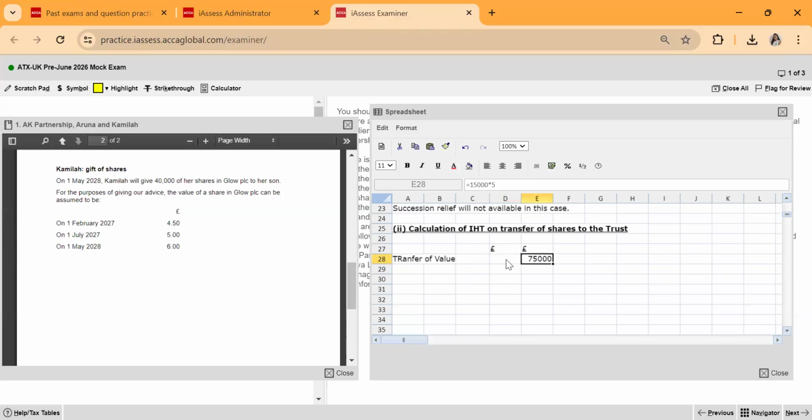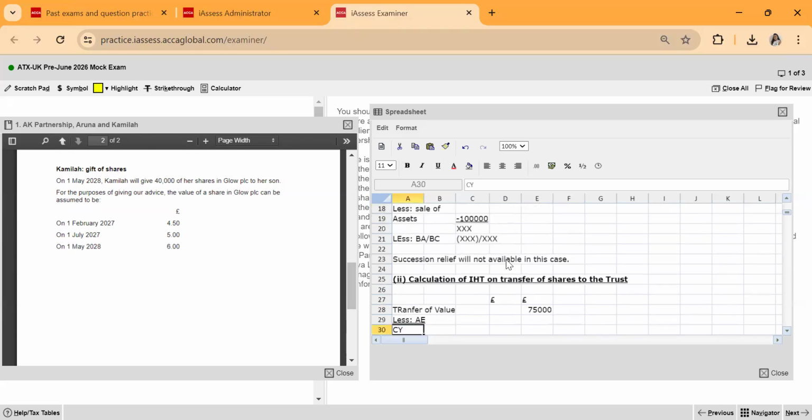I can cut and paste here. This is your transfer of value, TOV. Now please reduce the annual exemption. First I will write current year and then I will write previous year. Current year is 26, 27 in this question.